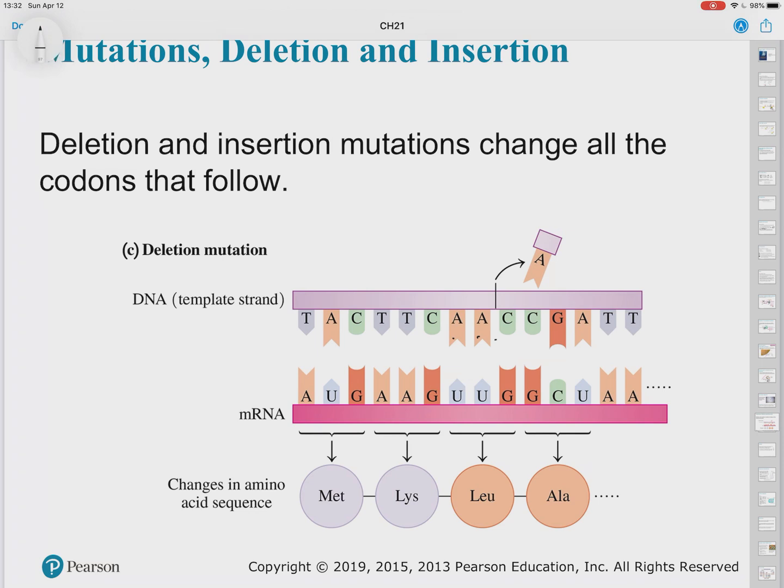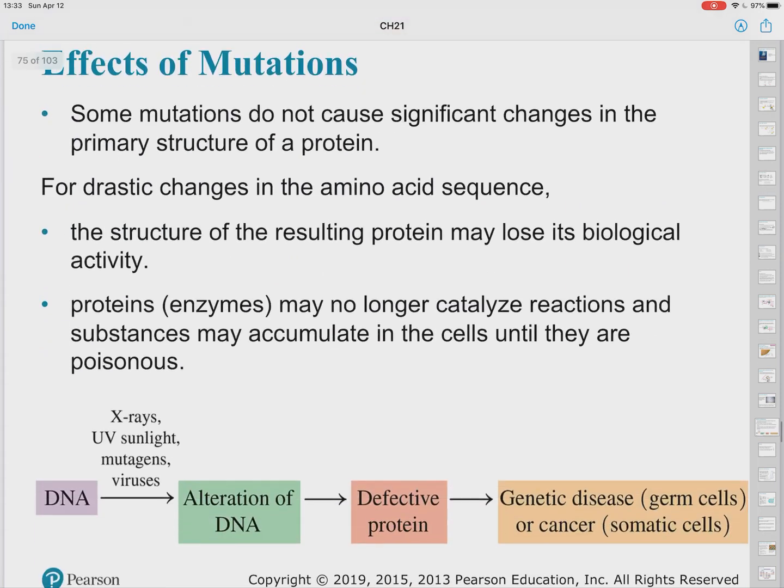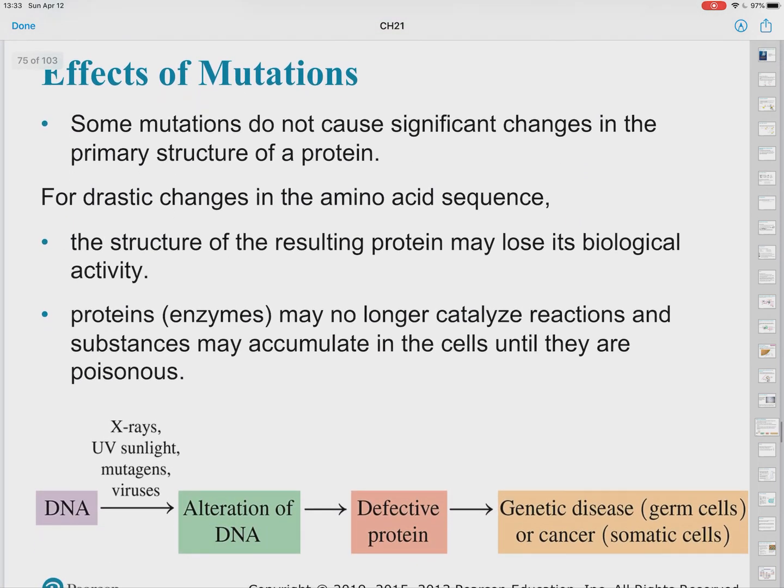If I come in here and I remove that A, remember there were 3 A's here, AAA. If I take it out, well, now the codon is AAC instead of AAA, and the next codon, which should have been CCG, is now CGA. I've shifted everything over. And so now I'm going to get all new amino acids. The AAA is now going to give me leucine. The CGA is now going to give me alanine instead of glycine. So this changes the whole sequence of everything. So of the worst kind of mutations, deletions and insertions.